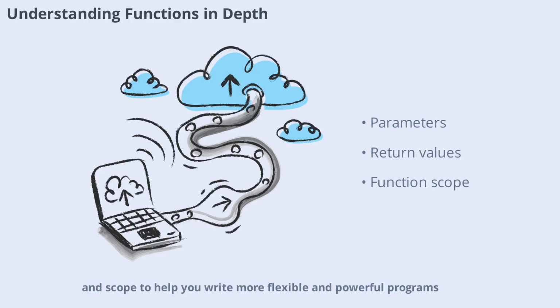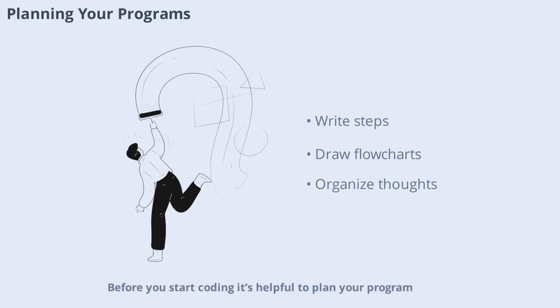Before you start coding, it's helpful to plan your program. This can be as simple as writing down the steps you want your program to take or drawing a flowchart. Planning helps you organize your thoughts and avoid mistakes. In this scene, we'll discuss simple planning techniques that make programming easier and more efficient.